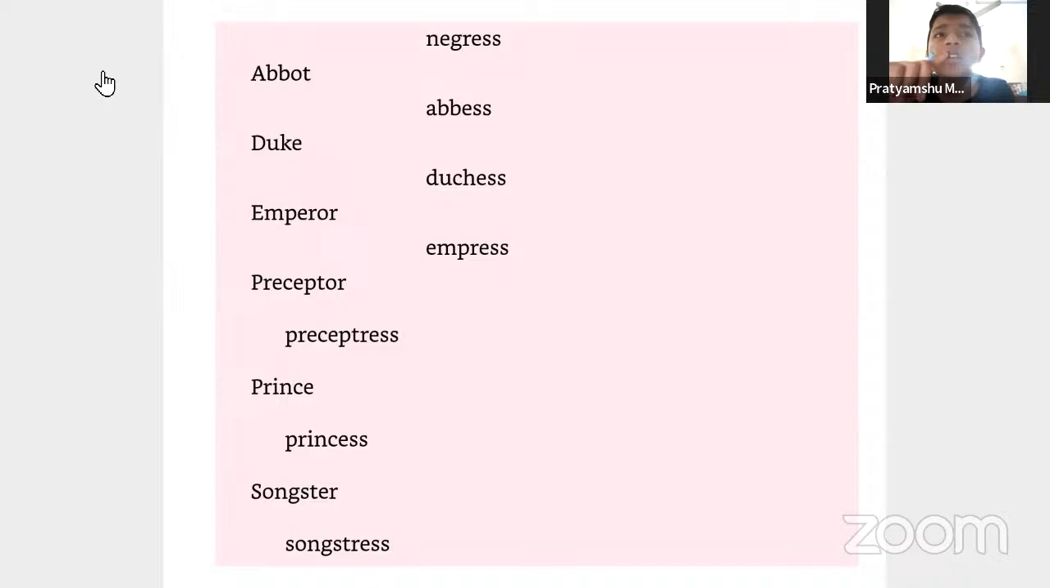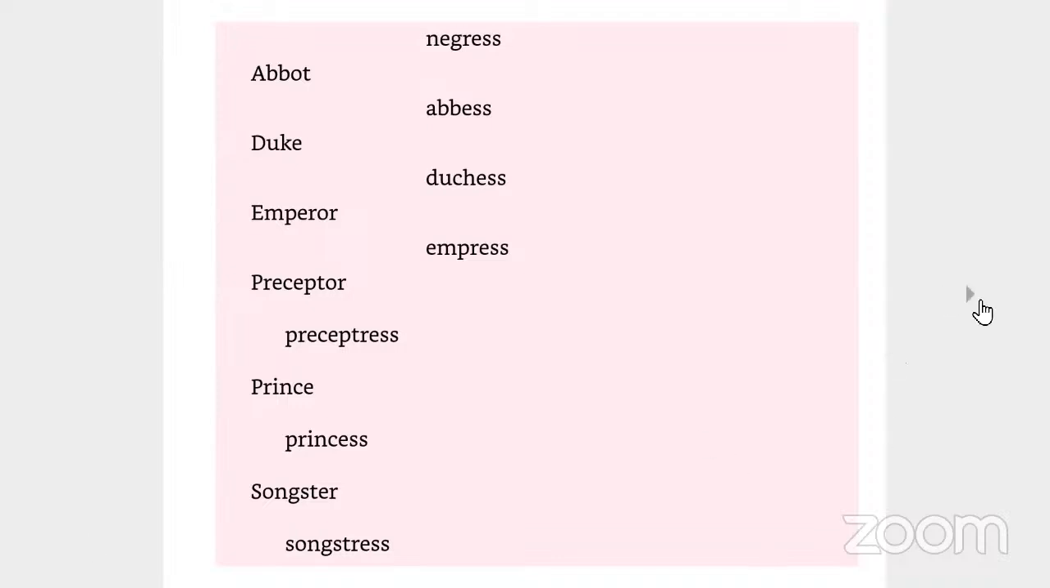So, precept means a general rule, a general moral. Preceptor is somebody who teaches that general moral. Preceptor, preceptress. Prince, princess. Songster. Songster is a person who's expert in writing and designing songs.